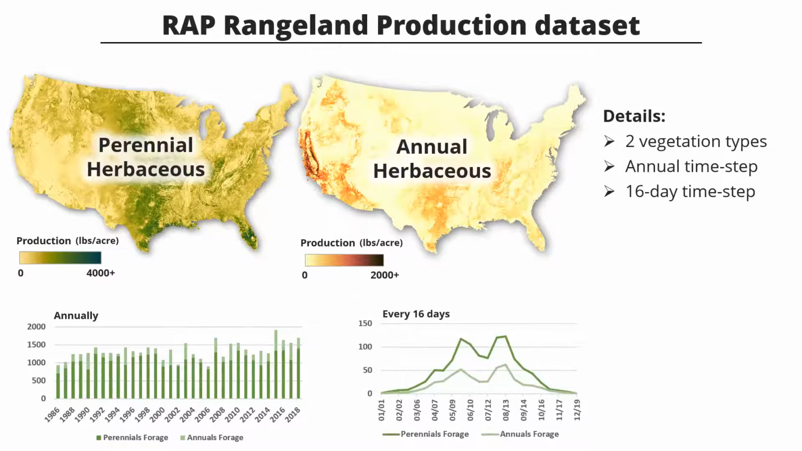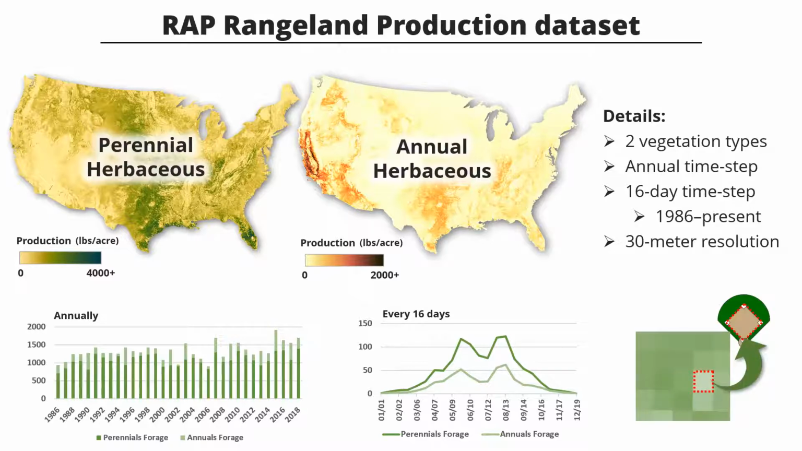And then because it's available every 16 days within any given year, you can also look at essentially when did things start to green up? When did production start to take off? How does this year compare to previous years? And this really was a huge advance in rangeland monitoring and modeling when this came online because of that ability to really see how things are changing within a given year. And so this data set is also from 1986 to present day at a 30-meter spatial resolution.